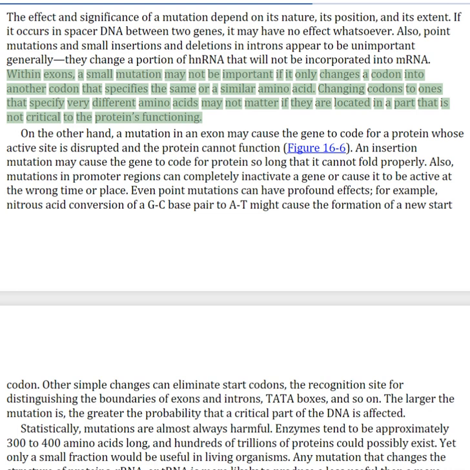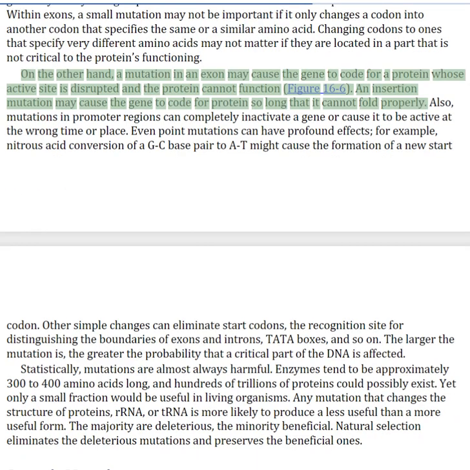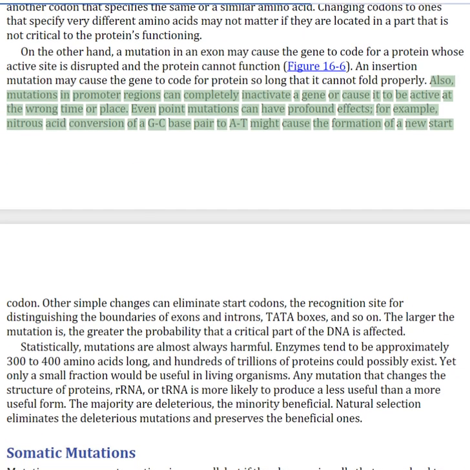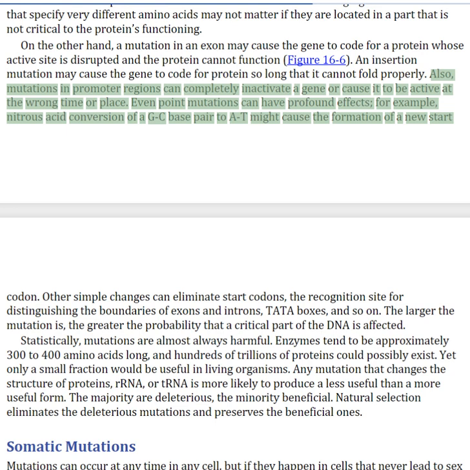Changing codons to ones that specify very different amino acids may not matter if they are located in a part that is not critical to the protein's functioning. On the other hand, a mutation in an exon may cause the gene to code for a protein whose active site is disrupted and the protein cannot function. An insertion mutation may cause the gene to code for a protein so long that it cannot fold properly. Also, mutations in promoter regions can completely inactivate a gene or cause it to be active at the wrong time or place. Even point mutations can have profound effects.